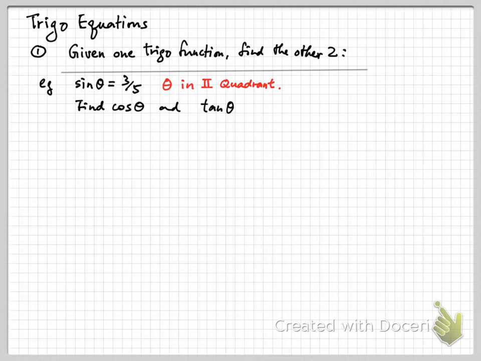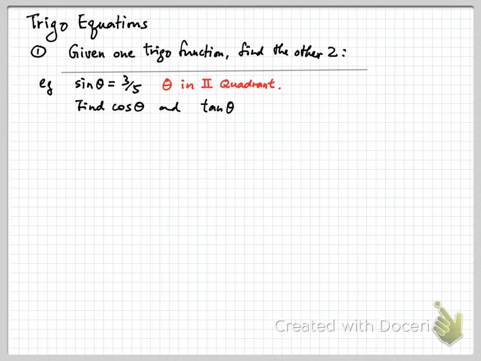We move to the part to talk about trigonometric equations, right? Now the first skill is that if we know one trigonometric function, we can find the other two. For example, if we know sine theta, then we can find cosine theta and tangent theta. So let's take a look at this example.